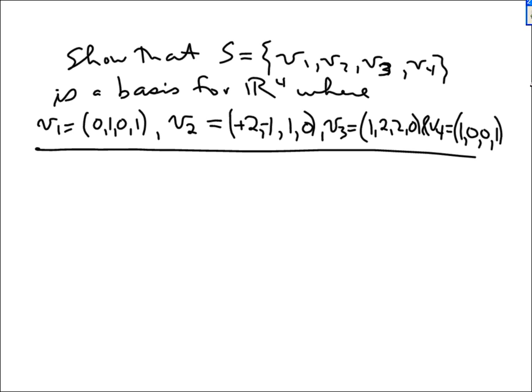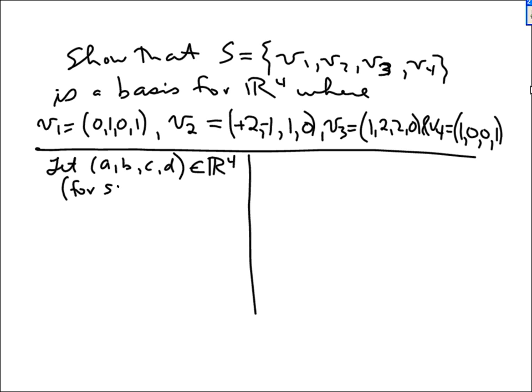So I want to show that it spans R4. So let (a, b, c, d) be an arbitrary vector in R4. I want to show that I can come up with a linear combination of v1 through v4 that gives me (a, b, c, d). This is for spanning R4.